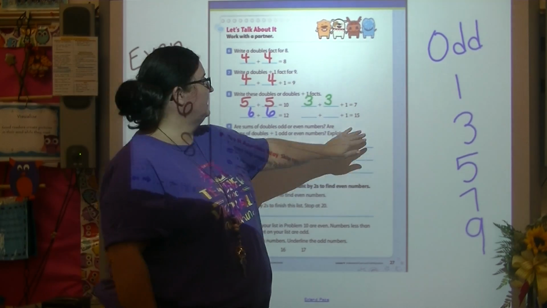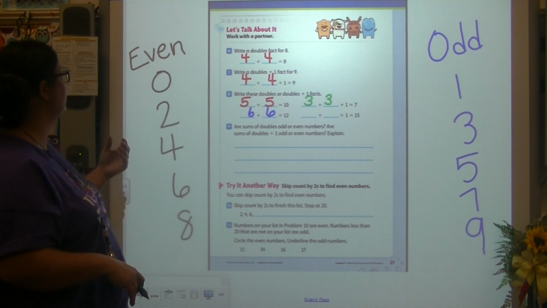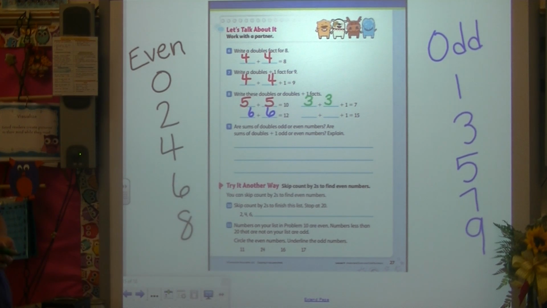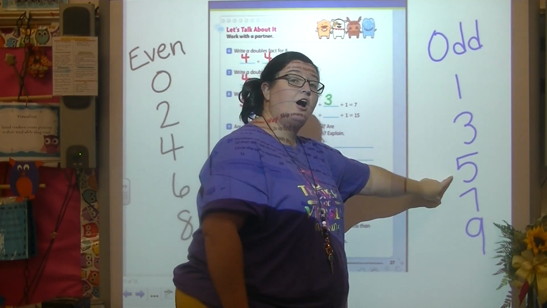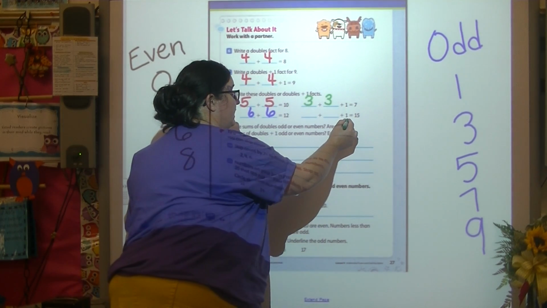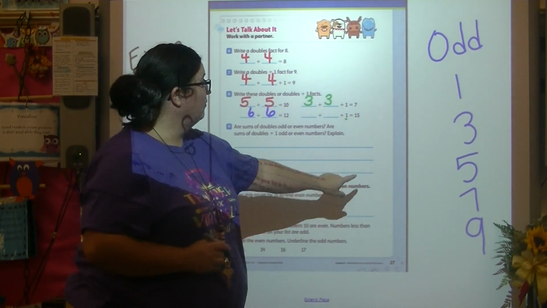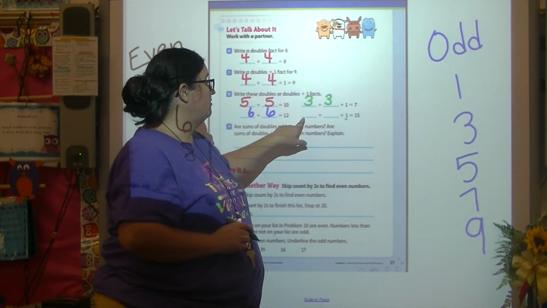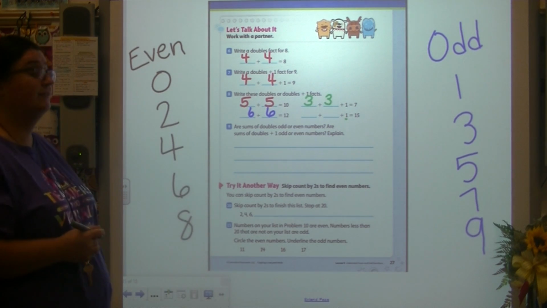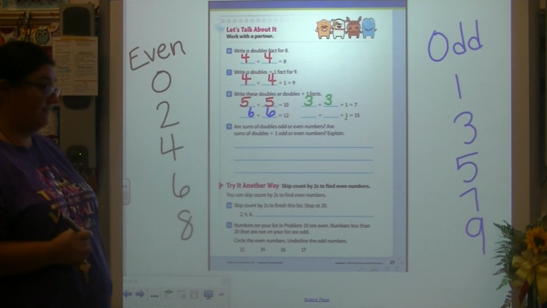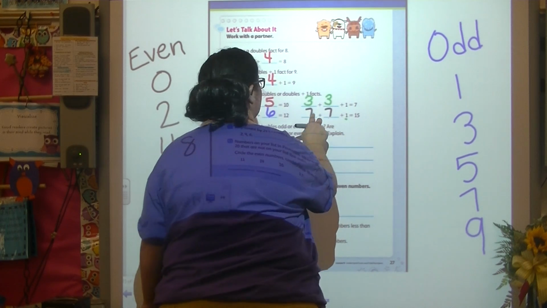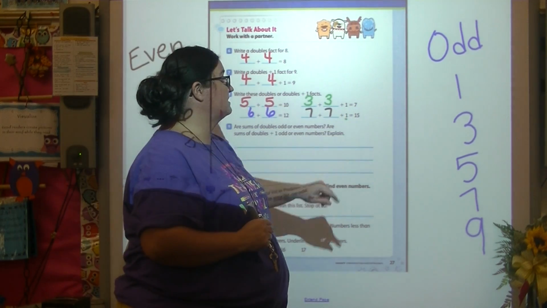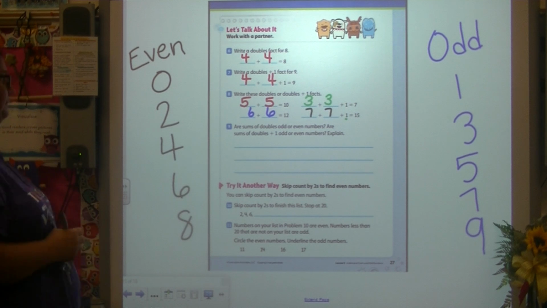We have 15. Look at that number, 15. Is it even or odd? We have a 5 in the ones place. That makes it odd. And we are adding 1 here. So 1 less is 14. What will we use to make 14? What doubles fact? 7 plus 7. 7 plus 7 equals 14. Plus 1 more equals 15.